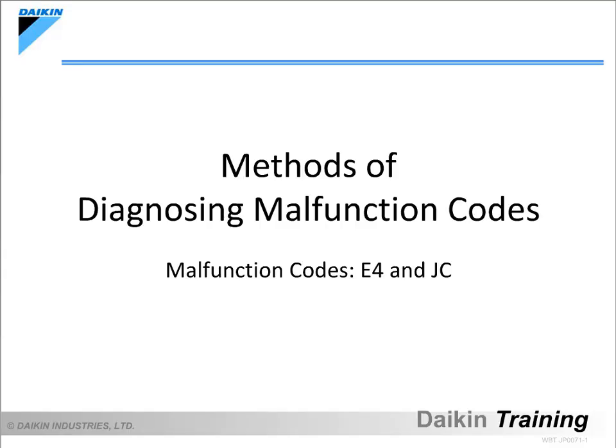When a problem occurs in an air conditioner, a malfunction code will be displayed on the remote controller in order to communicate what the problem is to the user. When service persons come to repair the air conditioner, they can determine the specifics of the malfunction in question based on the malfunction code. This course will provide you with an opportunity to learn about how to diagnose the problem in the event an E4 or JC malfunction code appears.